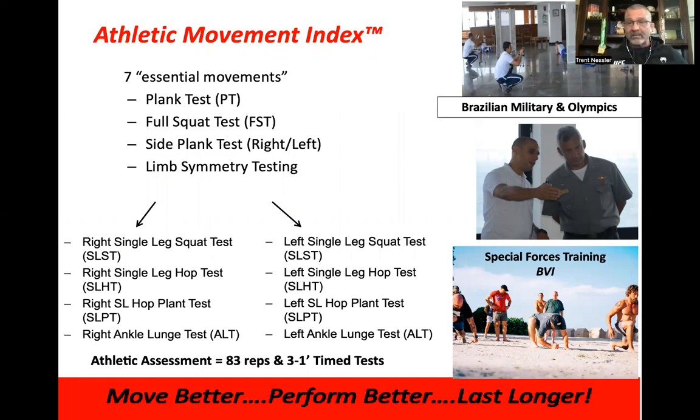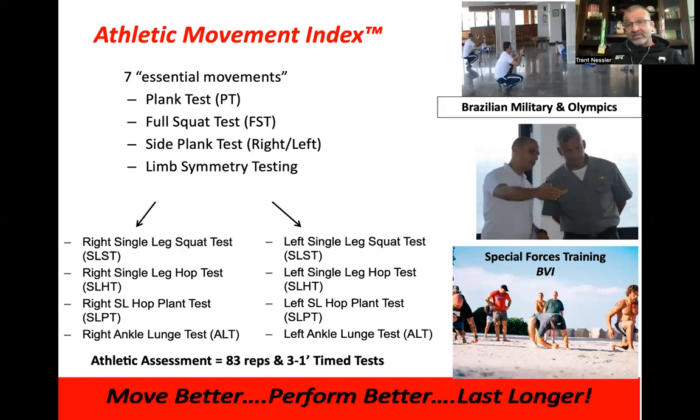We do a right single leg hop, just hopping straight up in the air. We do a hop plant, jumping forwards, backwards, lateral, and medial. And then we do an ankle lunge test to clear the ankle, hip, and knee. Then we flip over to the left side, and we repeat all of that on the left side. Now, total, this is 83 reps, 3 1-minute time tests. It isn't meant to be intense. It is meant to have some level of fatigue introduced so that we can see how you move as an athlete. I don't want to see what you look like when you first get on the field. I want to see what you look like after you've been on the field.